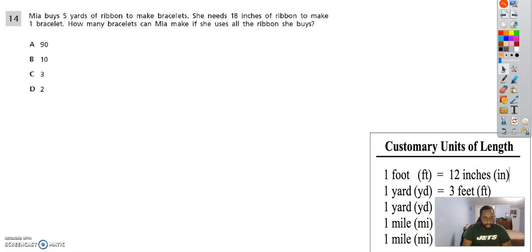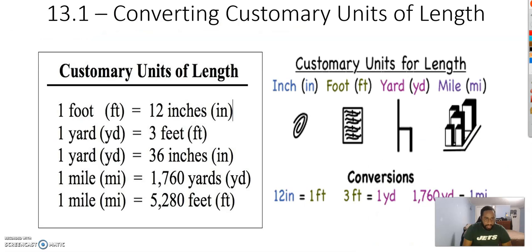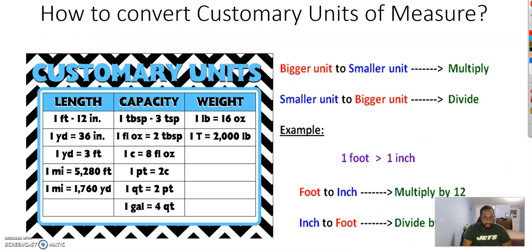All right. Don't forget our rule of the day. When you're converting bigger unit to smaller unit, you multiply. Smaller unit to bigger unit, you divide. All right. We have customary units of length, capacity, and weight, and you use the same rule for all customary units. Okay. This rule right here is going to be the rule that you're going to need for the week.